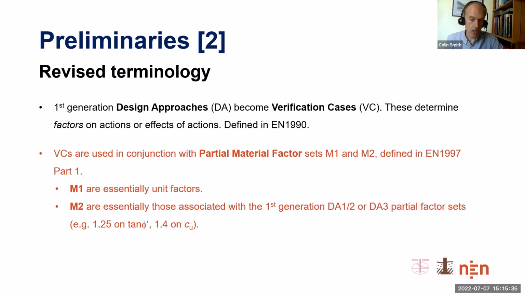These verification cases are used in conjunction with partial material factor sets, M1 and M2, which are defined in EN 1997 Part 1. They're essentially unchanged from the current code, so M1 are essentially current unit factors, and M2 are those associated with current design approach 1 combination 2 or design approach 3 partial factor sets. So effectively it's 1.25 on tan phi, 1.4 on cu, etc.